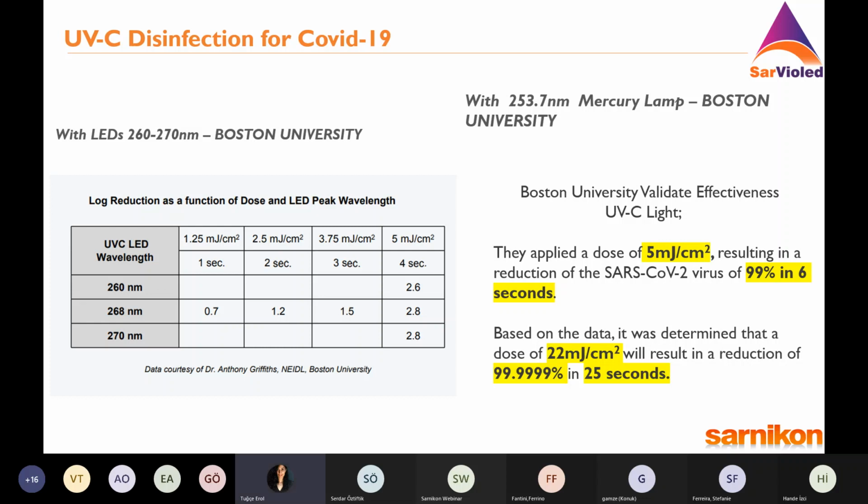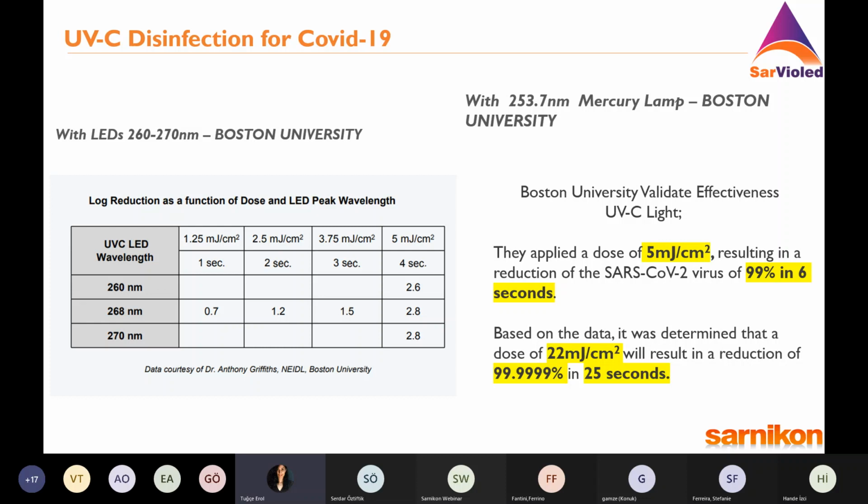On the other hand, Boston University has reported studies which had been done with a fluorescent source. And what is an effective dosage on the SARS-CoV-2? As a result of these studies, when 5 millijoule per square centimeter dosage is applied with the 254 nanometer fluorescent lamp, it can reduce almost 99% in 6 seconds. If you would like to inactivate almost 100%, you need more energy.